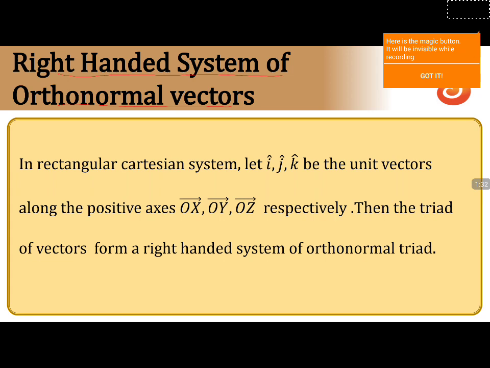Now we will see about the orthonormal vectors. A system of vectors forms an orthonormal set. In linear algebra, the vectors in an inner product space are orthonormal if they are orthogonal and unit vectors. Now we'll see a set of vectors, whether 2 or 3 or 4, they will form an orthonormal set.